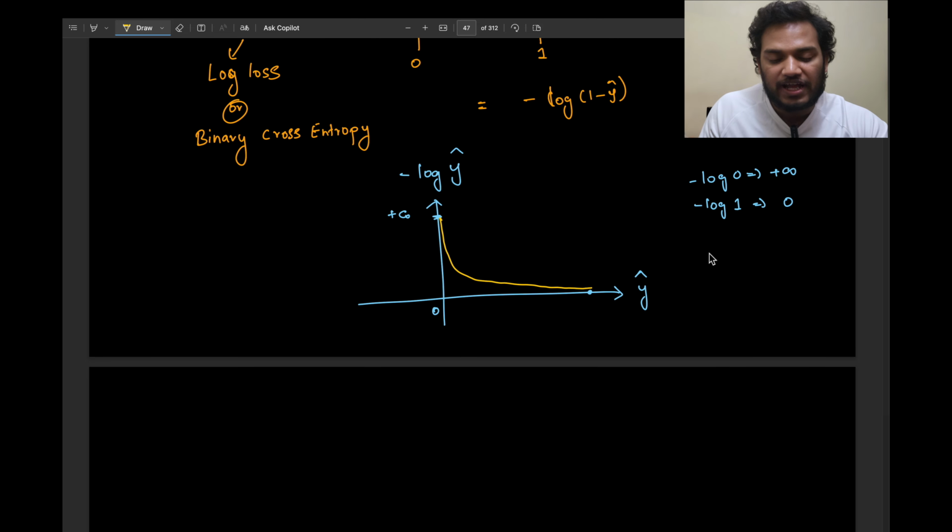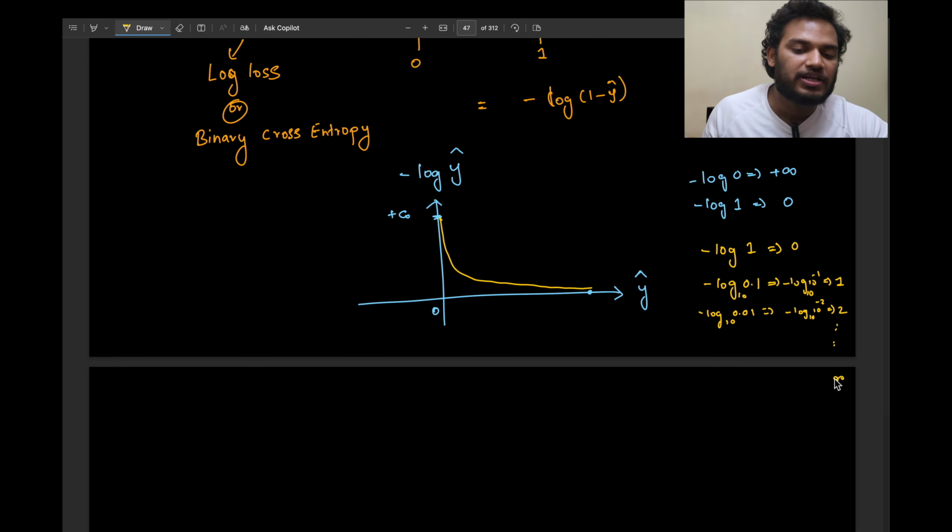Okay. And why is that happening? This happens because whenever we have log of 1, it will output 0. And log of 0.1, which is the same as log of 10 to the power minus 1, will give us 1. Suppose, let's think it is base 10 for simplicity. Then it will be giving 1. And whenever it is log to the base 10 of 0.01, then it will be 2. Like that we'll go on till infinity. Like that, we'll be getting infinity at 0 and 0 at 1. So this is our curve of minus log of y cap.